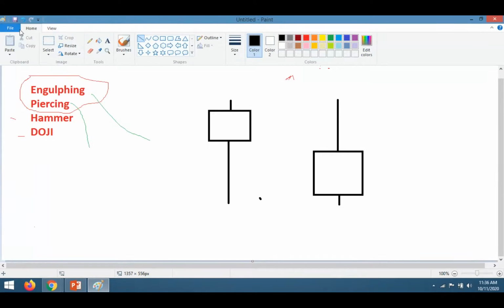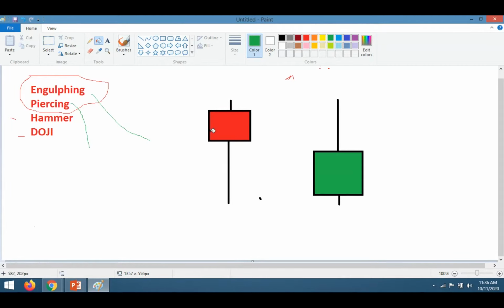The color of the hammer doesn't matter, whatever color it is. In engulfing and piercing, color is important, so on color we decide which is bearish and which is bullish. For the hammer we don't have any importance for color, so whatever color the hammer is, it's fine with us.